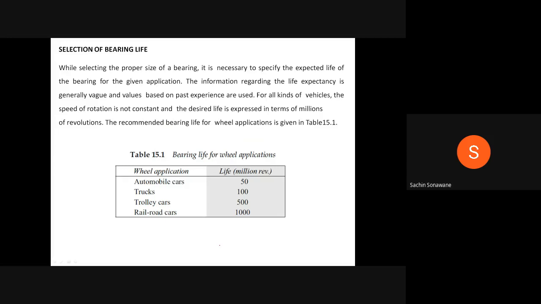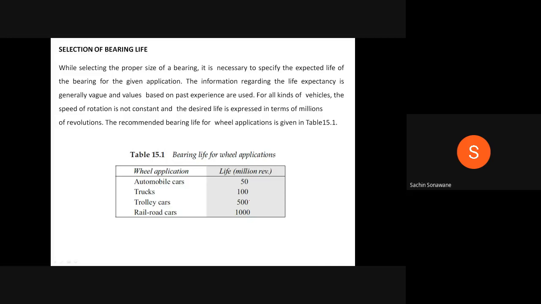Now, next point is selection of bearing life. Therefore, while selecting the proper size of a bearing, it is necessary to specify the expected life of the bearing for the given application. The information regarding the life expectancy is generally vague and values based on past experience are used.